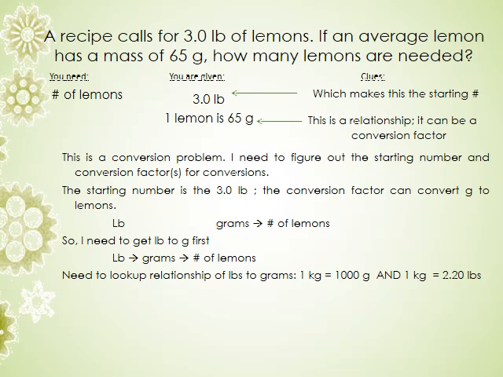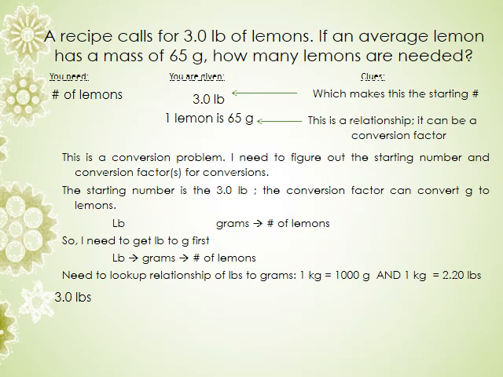So I have a strategy in place, except for the fact that I need to get pounds to grams. And by writing it out this way, I can strategize that I need to go from pounds to grams and then from grams to lemon. That would mean that I'm going to need a relationship between pounds and grams. Now I look up that 1 kilogram is 1,000 grams. I also look up that 1 kilogram is 2.20 pounds. So now I have 3 things that are equal to each other: 1 kilogram is equal to 1,000 grams, which is equal to 2.20 pounds.